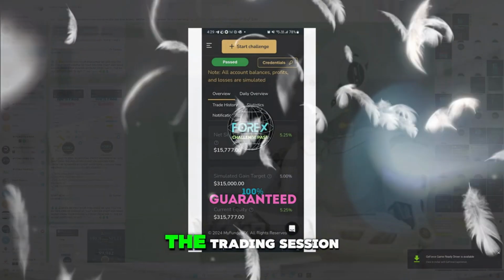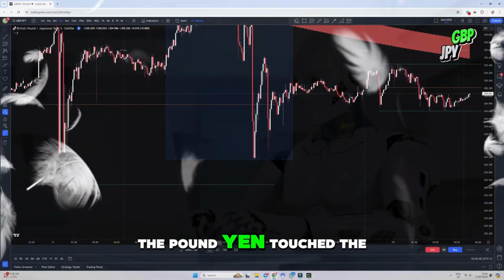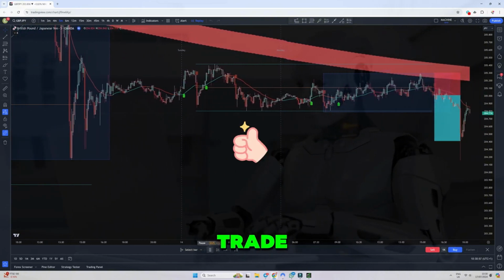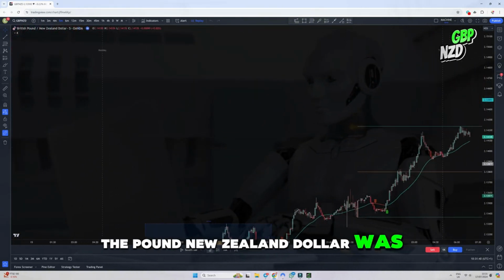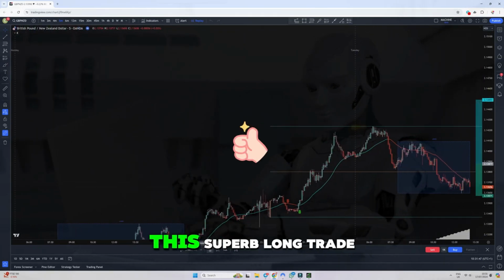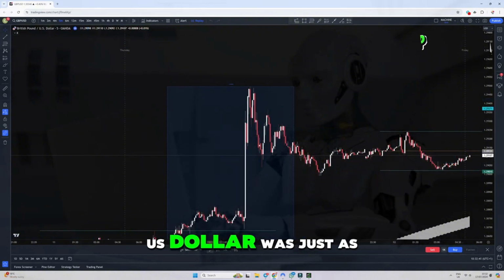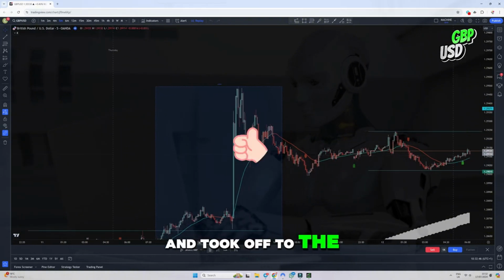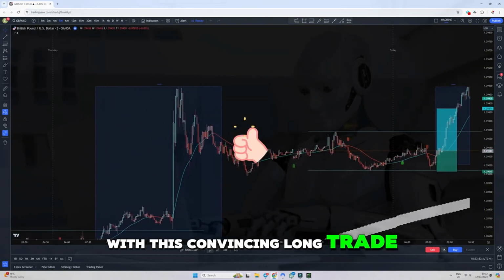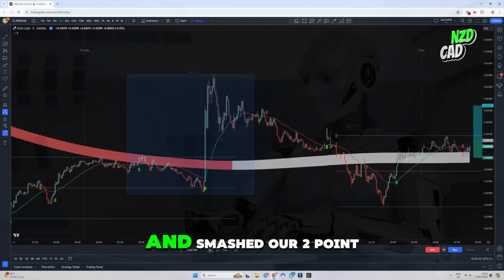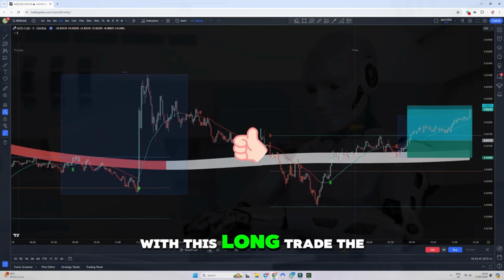Now let's get back to the trading session. The pound yen touched the bearish resistance before dropping like a stone for a 2-point winning trade. The pound New Zealand dollar was very bullish and saw no drawdown in this superb long trade, giving us 2 points. The British pound against the US dollar was just as bullish and took off to the skies with this convincing long trade. Again, the New Zealand dollar against the Canadian dollar went after the recent highs and smashed our 2-point target with this long trade.